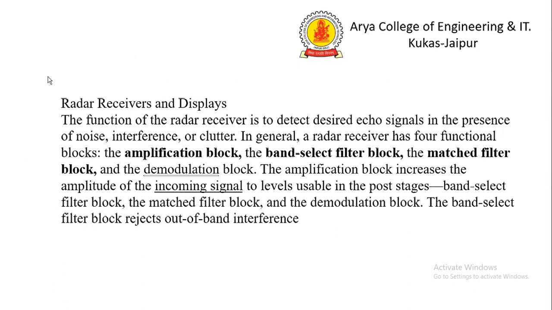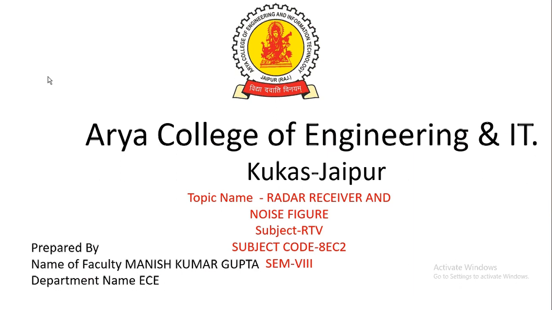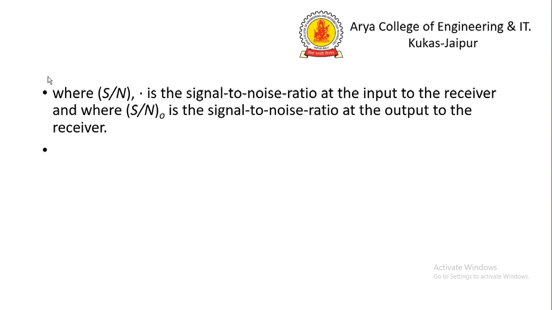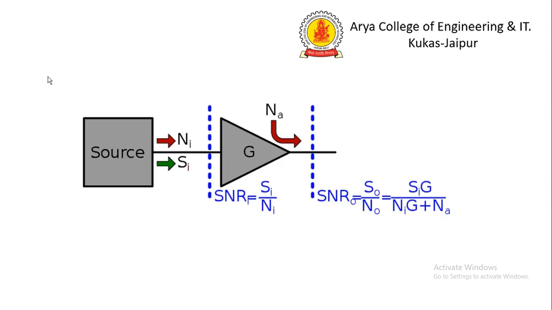So in this topic, I have discussed the radar receiver and noise figure. Generally, questions on radar receiver and noise figure are asked in RTU exams. The radar receiver is a superheterodyne, and this is the noise figure, signal to noise ratio, where if noise is less than signal, then the signal quality will be very good. This is the source, this is gain, this is the SNR, signal to noise ratio. Signal to noise ratio is greater than 1. Basically noise should be less than signal, so that the signal quality can be increased.